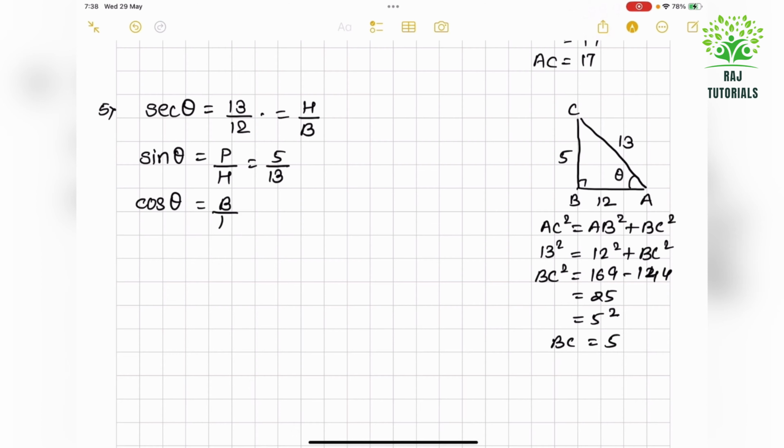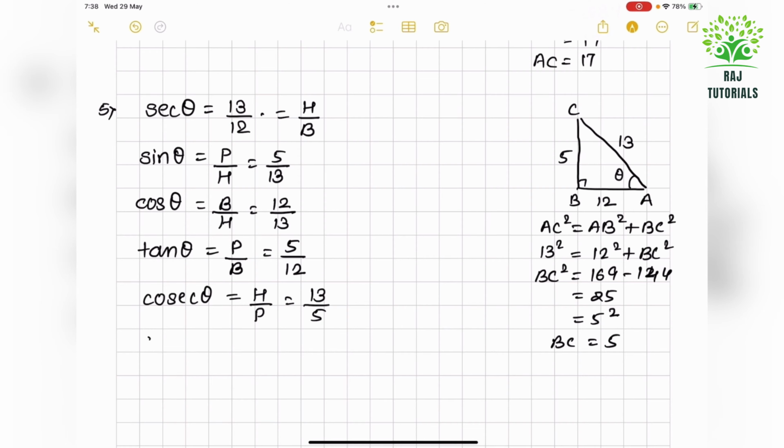Cos theta will be base by hypotenuse, so that will be 12 by 13. Tan theta is P by B, so 5 by 12. Cosec theta is H by P, so 13 by 5. And cot theta, sec is already given so I am not finding it, so B by P, that will be 12 by 5. So I got all the remaining trigonometric ratios.